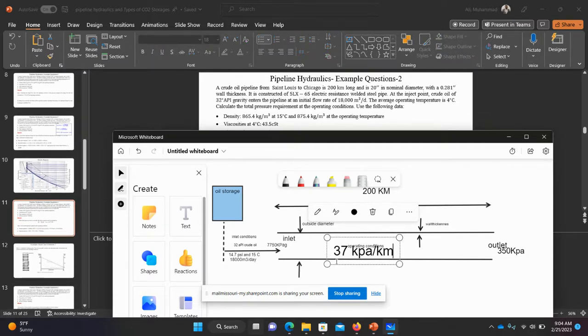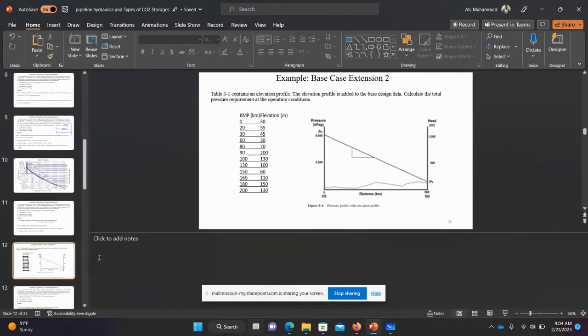Okay, in this case, we assume that the pipeline is straight, horizontal, and does not have any elevation. What if the pipeline has elevation like this? It is going up, it is going down. And that's what my next video will be on.